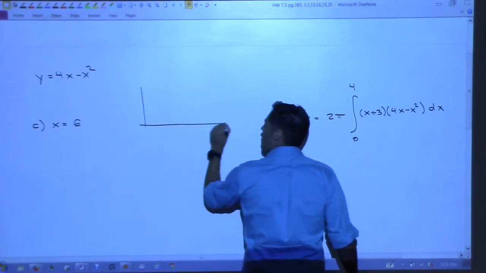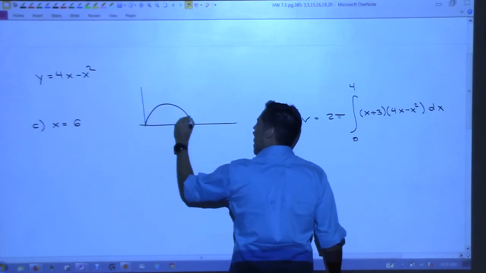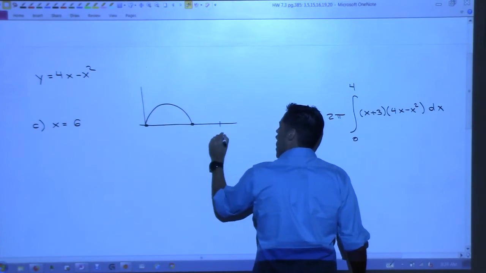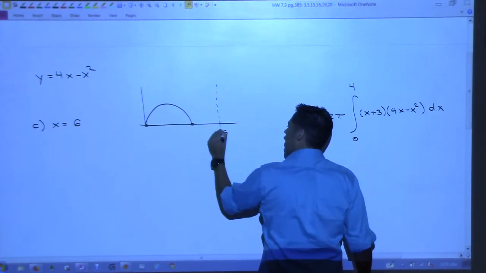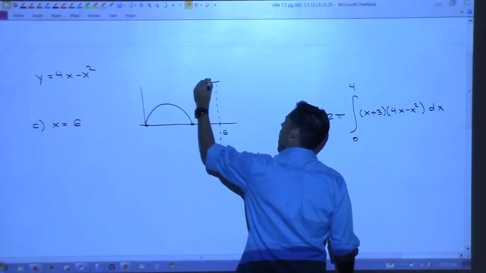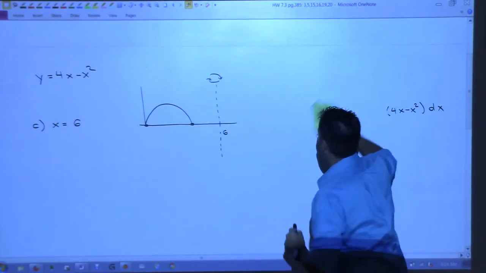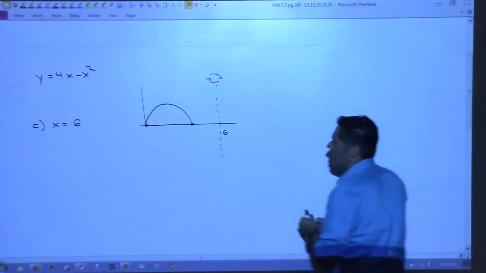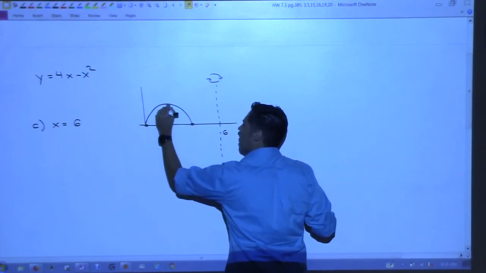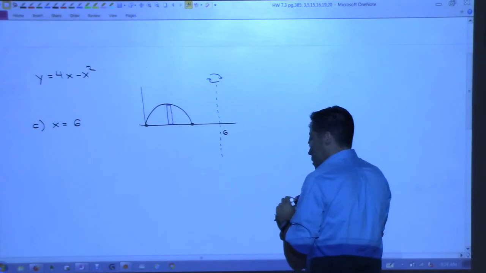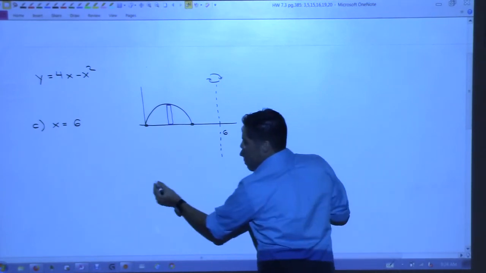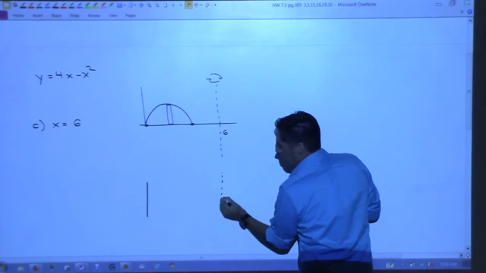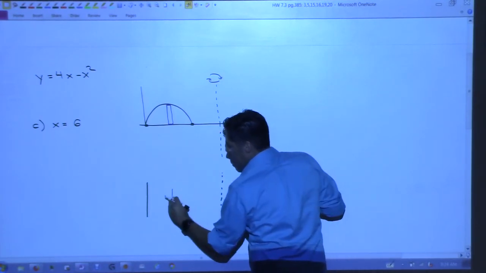So you kind of got to know where things are as you draw it. So here's my region right in here. My axis of rotation is over here this time, right? My rectangle's in here. Going to be using shells. So if I redraw this down here, notice I have my y-axis here, I have my axis of rotation here, and my rectangle's in here.